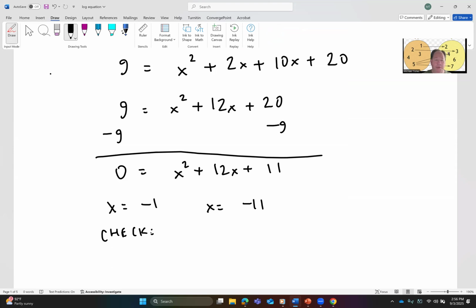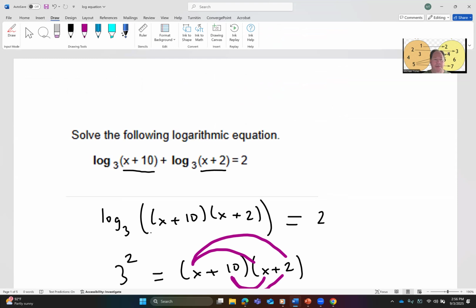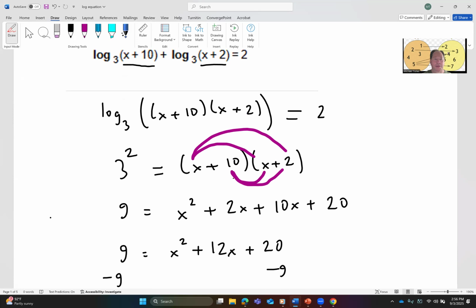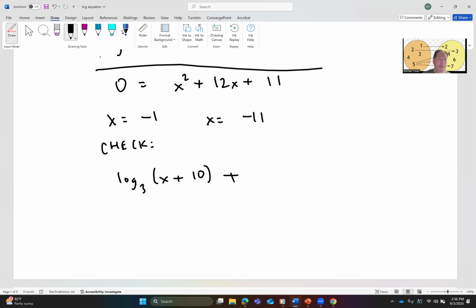We'll write down the original equation, which was log to the base 3 of x plus 10 plus log to the base 3 of x plus 2 equals 2. All right, so first let's check the x equals -1.